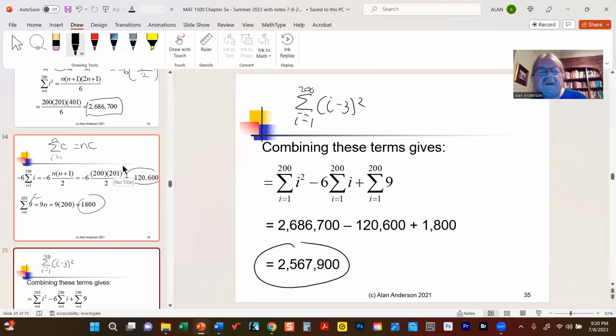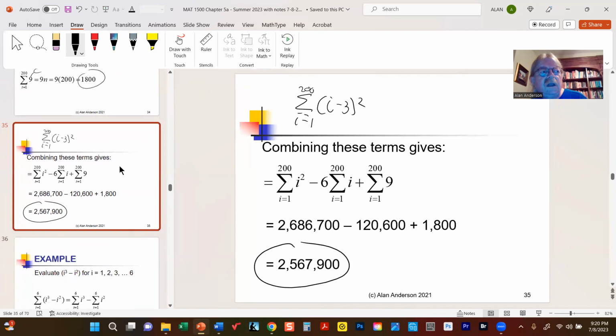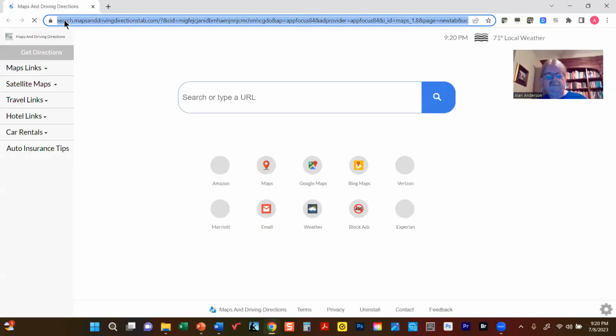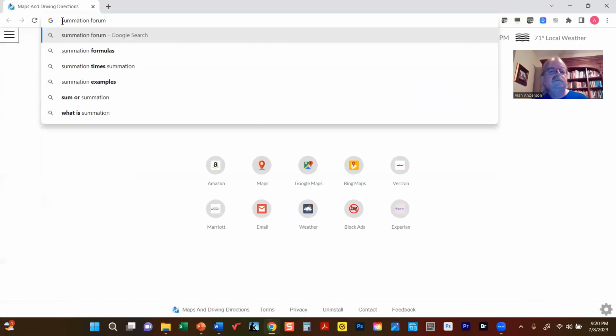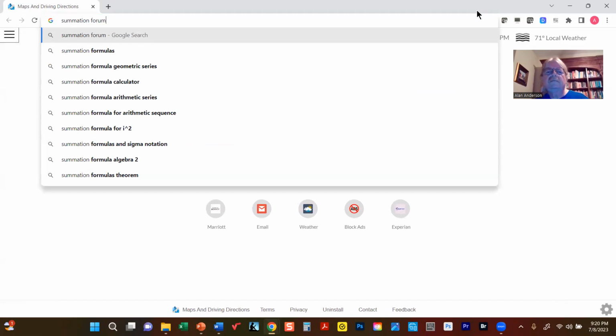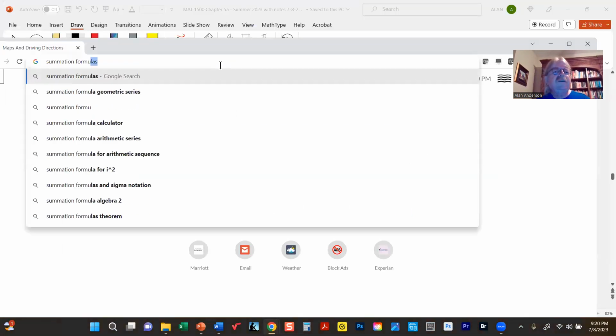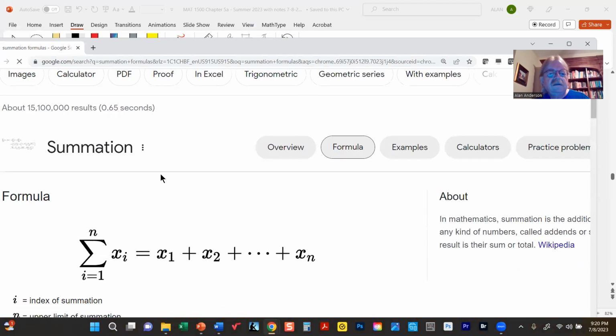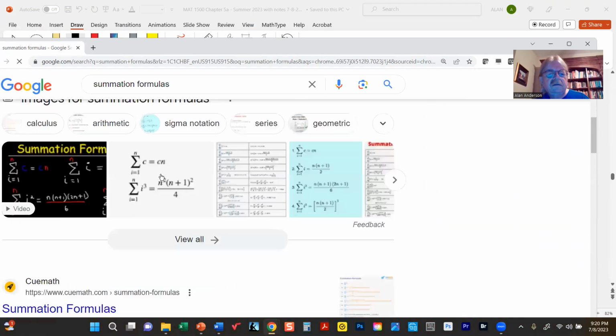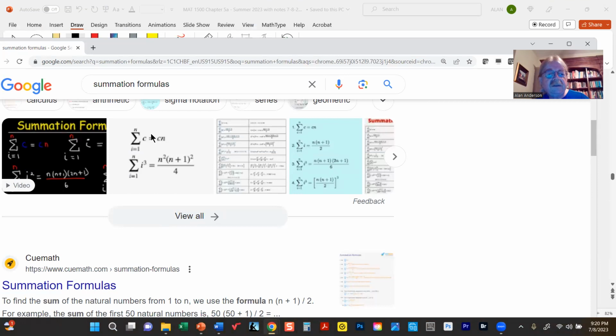It's possible that there's a table on the internet somewhere, but I'm not sure how you would even look for it. What would you call these? I'll tell you, let's see. Maybe it would be something as simple as summation formulas. You never know what you might find out there. See, now there's two of them. Ooh, I think maybe we're in the right track here.